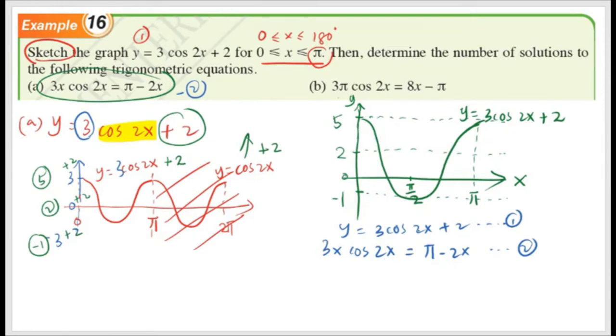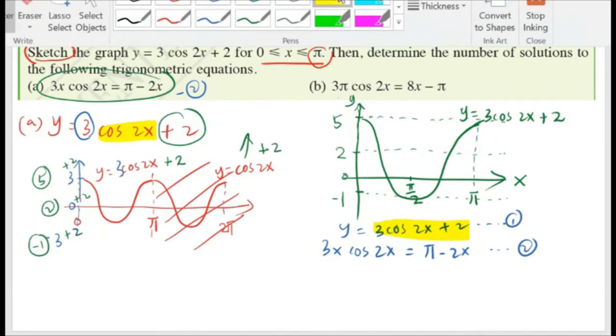Okay, then into the second. How are we going to make it into the second? You see the keyword. We have to make the bottom have a y. How can it become y? It means your second equation needs to change to this form: 3 cos 2x plus 2. How are we going to change it? We look at this one by one.